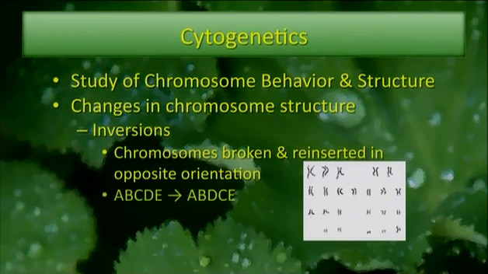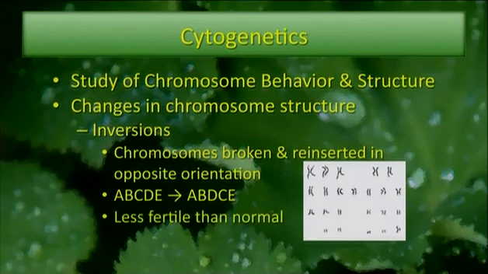A chromosome that reads A, B, C, D, E before an inversion event may read A, B, D, C, E after it. The inverted chromosome can pair up with its homologue, but crossing over will often make gametes that have some duplicated segments of the chromosome or are missing segments. Therefore, the gametes resulting from inversions are often less fertile than normal.